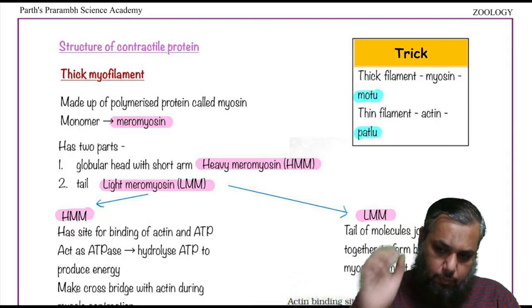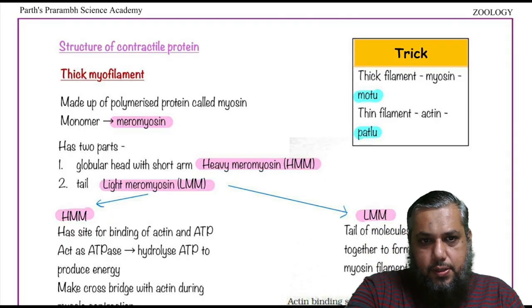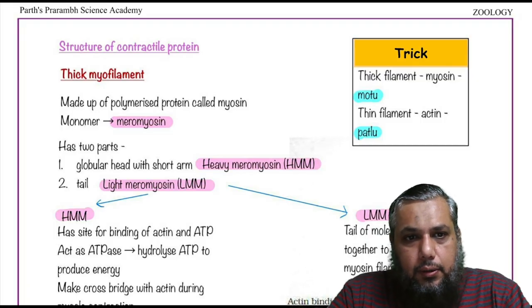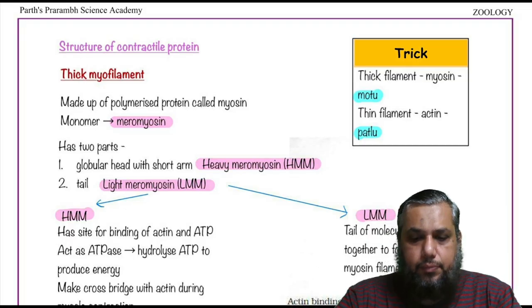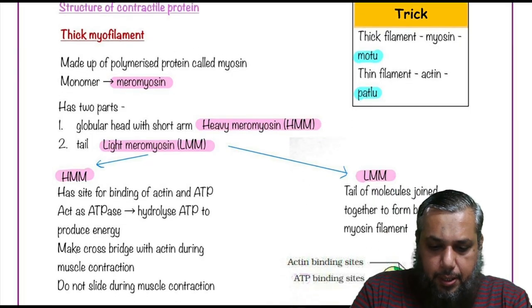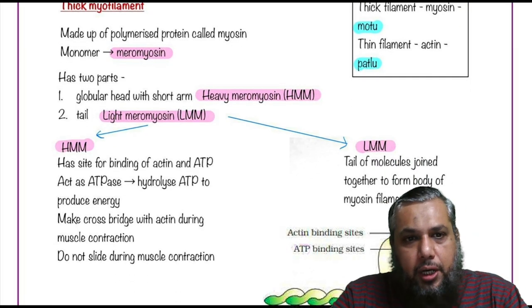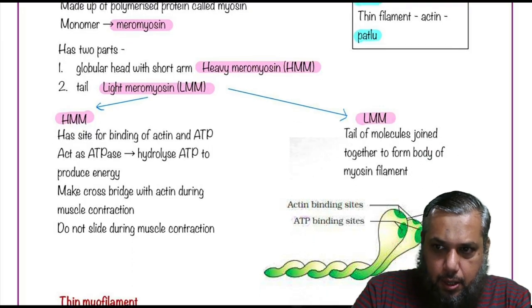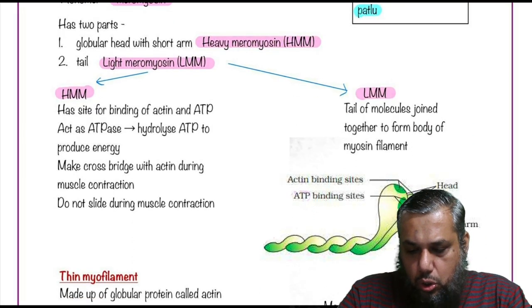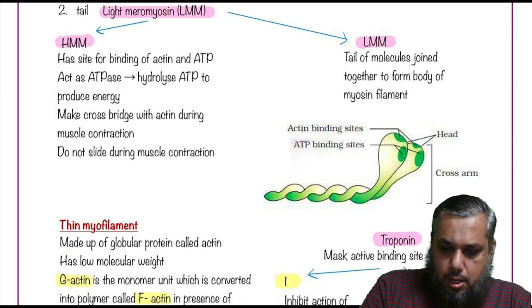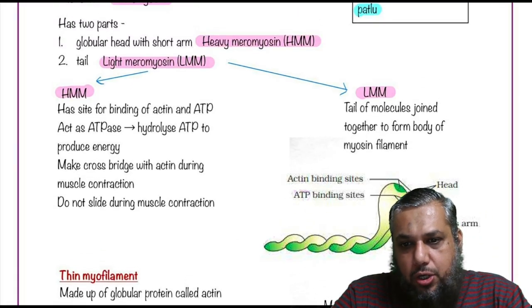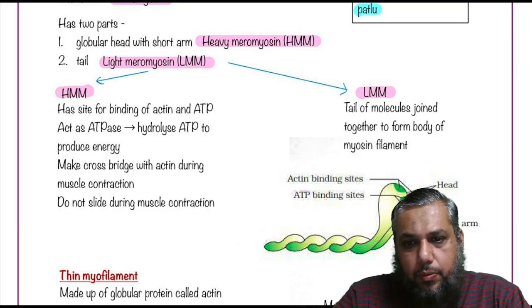Now, we'll further discuss the thick and the thin filaments. The thick filament or the thick myofilament is the myosin filament. It is made up of monomeric units, which is called meromyosin. And the meromyosin is made up of 6 polypeptide chains, out of which 2 of them are heavy and 4 of them are light.